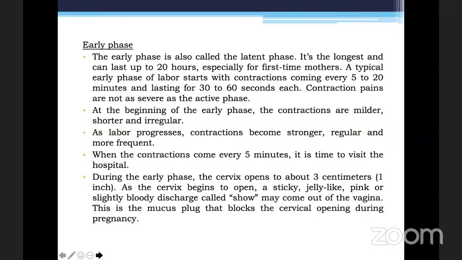And as the labor progresses, the contractions would become stronger, regular, and more frequent. When the contraction comes every 5 minutes, it is time to visit the hospital. During the early phase, the cervix opens to about 3 centimeters, 1 inch. As the cervix begins to open, a sticky jelly-like pink or slightly bloody discharge called show may come out of the vagina. This is the mucus plug that blocks the cervical opening during pregnancy.